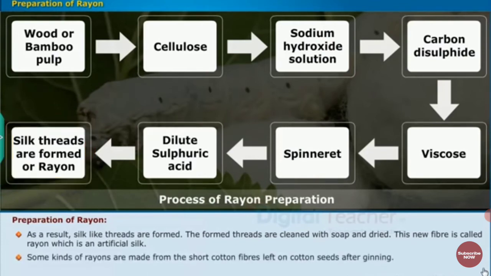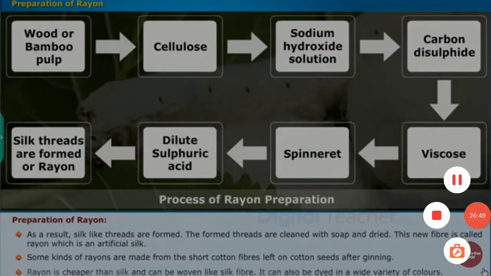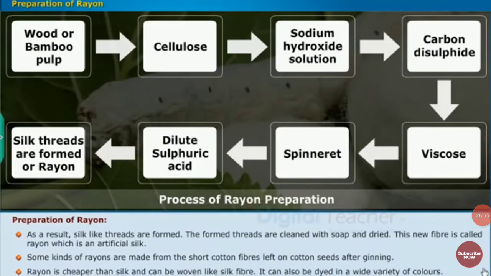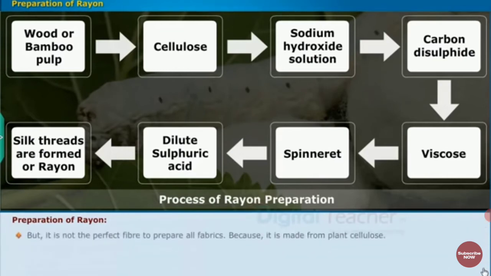Some kinds of rayon are made from short cotton fibers left on cotton seeds after ginning. Rayon is cheaper than silk and can be woven like silk fiber. It can also be dyed in a wide variety of colors. But it is not the perfect fiber to prepare all fabrics because it is made from plant cellulose.